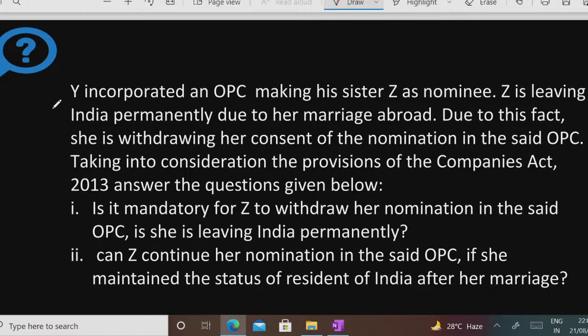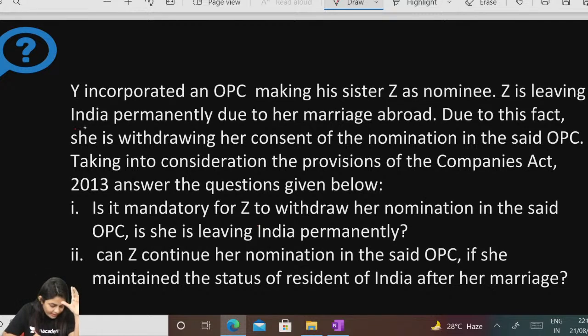I guess everyone has finished. Yes. So Y incorporated an OPC, making his sister Z as a nominee. Z is leaving India permanently due to her marriage abroad. Due to this fact, she is withdrawing her consent. Now, earlier, she is leaving India permanently. Yes, so she's leaving India permanently.